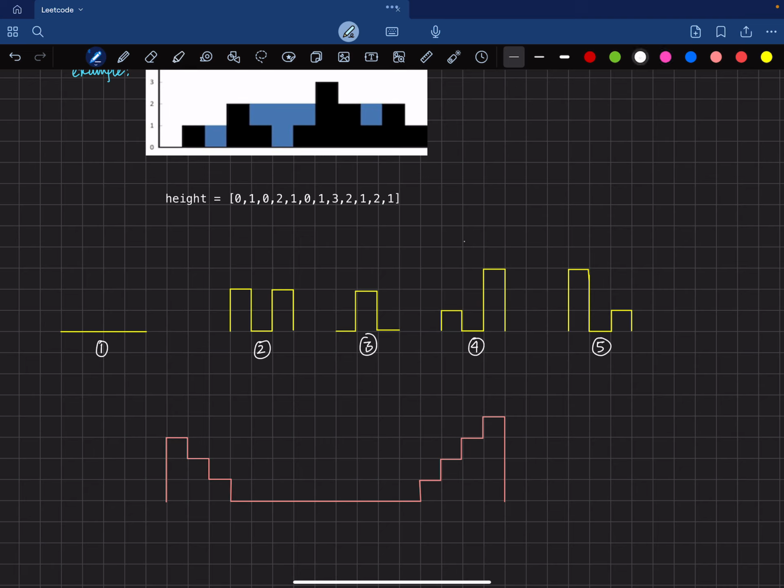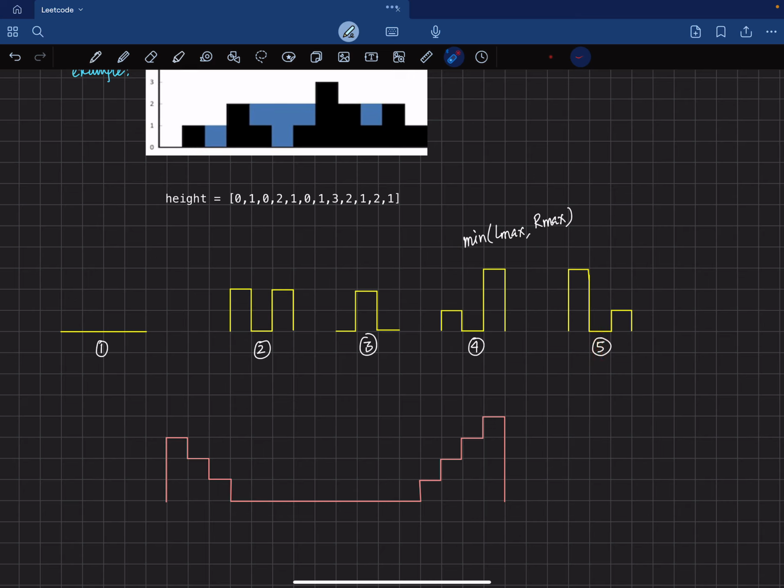So what did we conclude from this point? We conclude that the minimum of the maximum on the left and the maximum on the right, the minimum of these two heights, is responsible for, or is acting as, an upper bound for the water level.